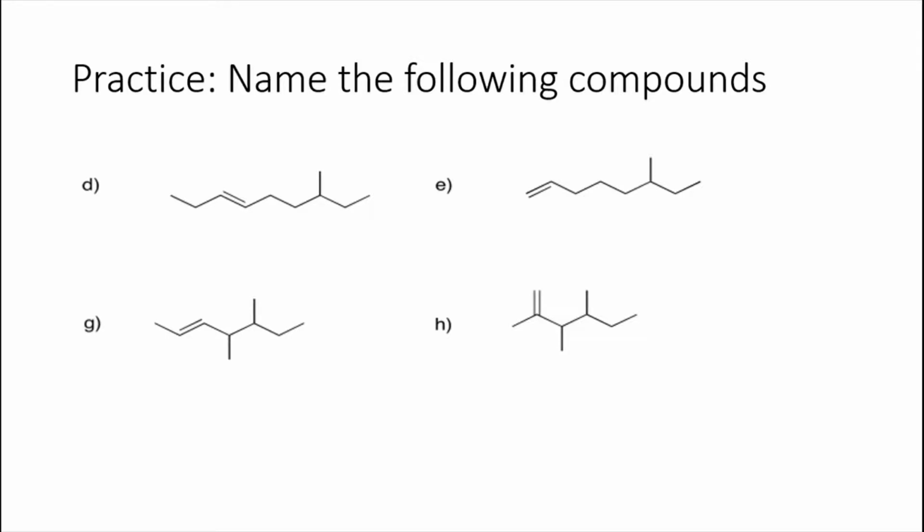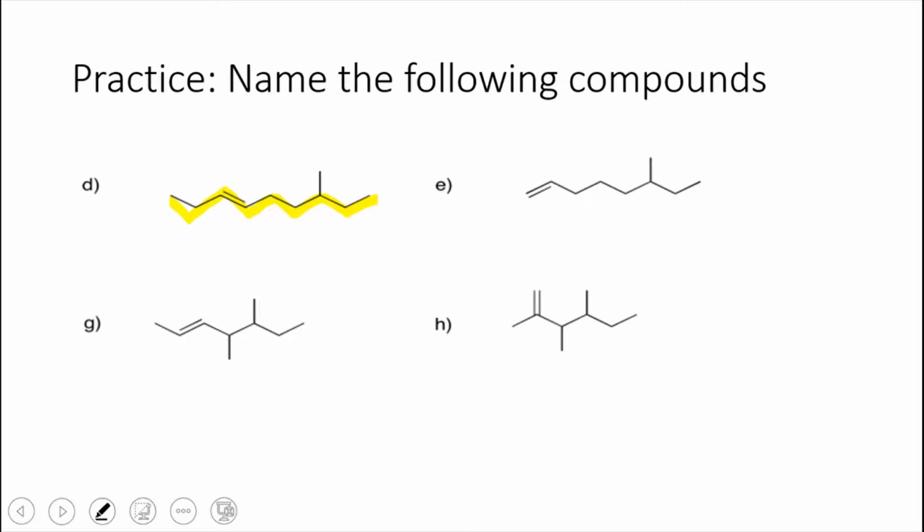Let's go ahead and apply these rules to some practice exercises. Here are 4 skeletal structures. Let's try to find the names of these compounds. Let's start with compound D. Remember, the first thing you want to do is find out how many carbons are in the longest continuous chain that goes through the double bond. So here we have 1, 2, 3, 4, 5, 6, 7, 8, 9. For 9, with a double bond, we're going to call our parent name nonene.